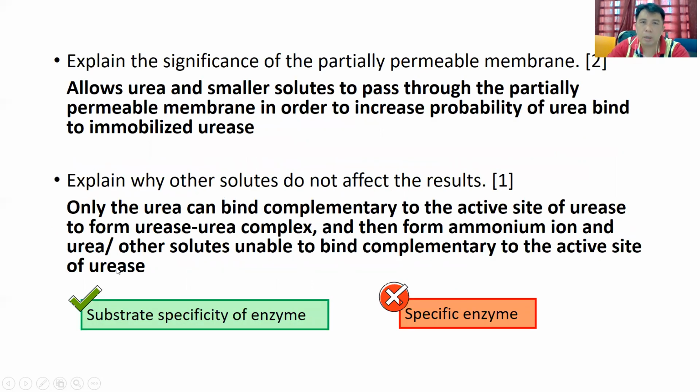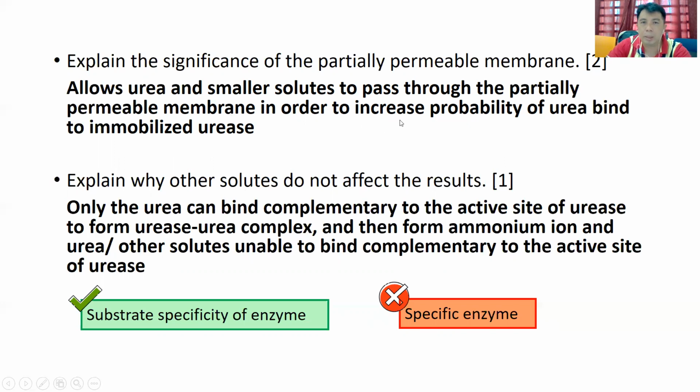Explain the significance of the partially permeable membrane. Why is the partially permeable membrane so important? It allows the urea and smaller solutes to pass through. That means they only allow the urea and smaller solutes to pass through the partially permeable membrane in order to increase the probability of urea binding to the immobilized urease.